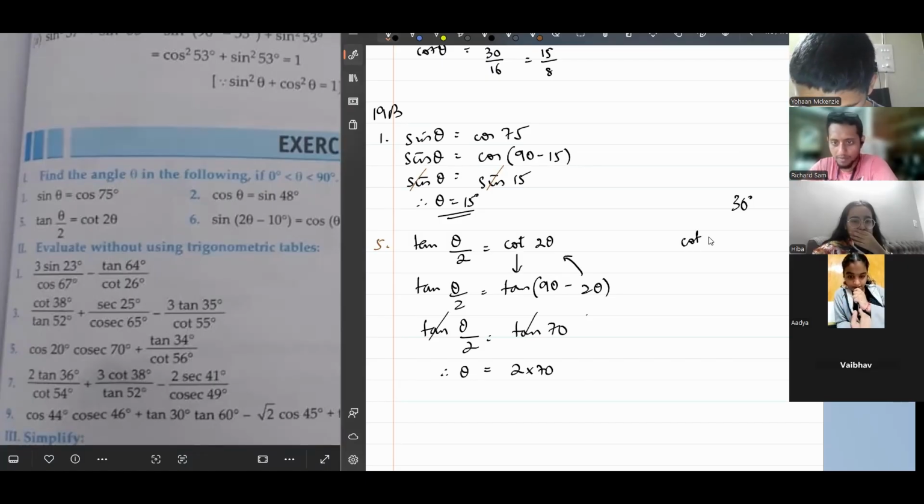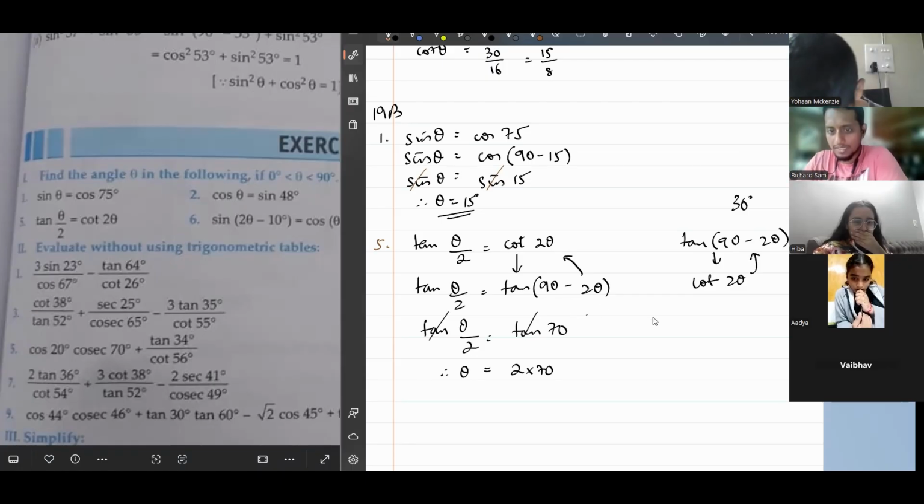Let's suppose we have tan 90 minus theta, or say 90 minus 2 theta. What do we write it as? We write it as cot 2 theta, right? So we're just doing the reverse. Cot 2 theta, we're writing it as tan 90 minus 2 theta. Is that clear?